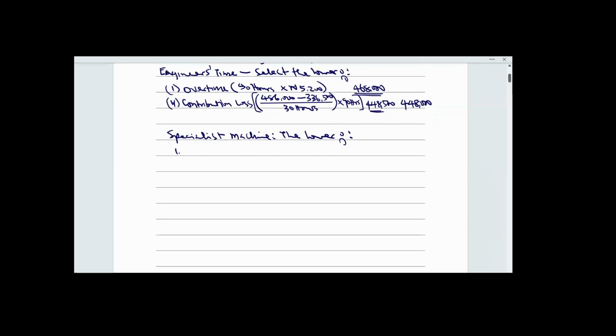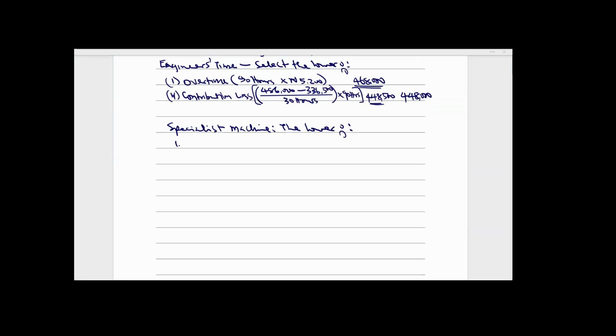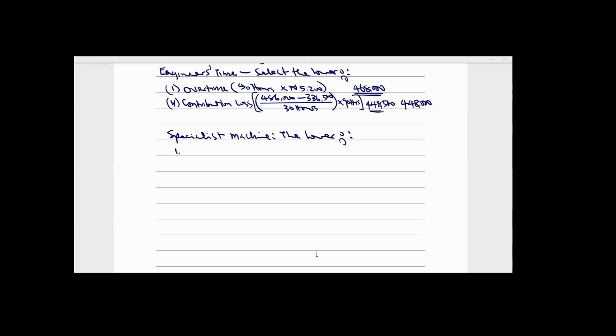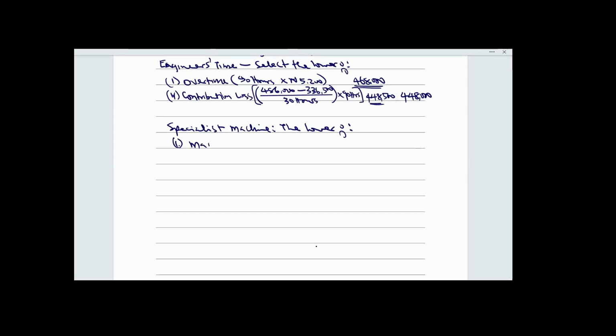What did the examiner call it? The 15-week machine rental. Okay, machine rental. Number one, machine rental: this machine will be rented at 1,525,000. Or two, the machine will be purchased at 16 million and finally disposed of at 14 million naira.